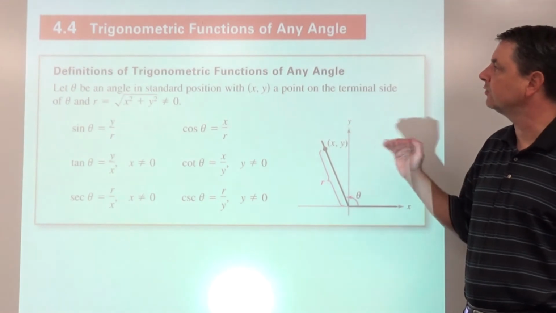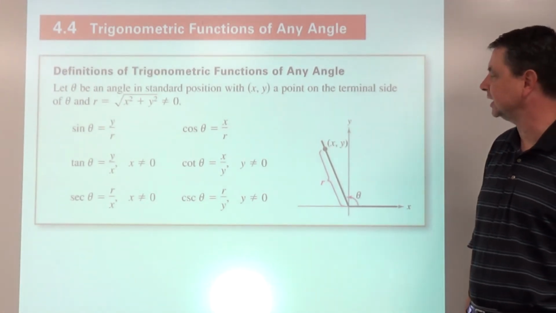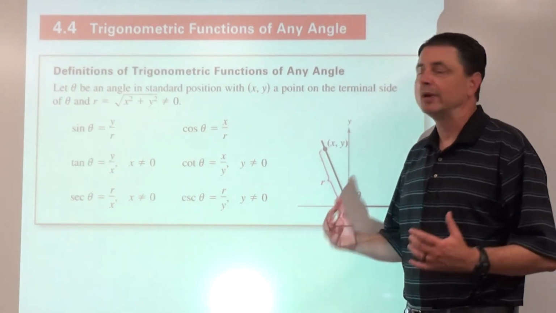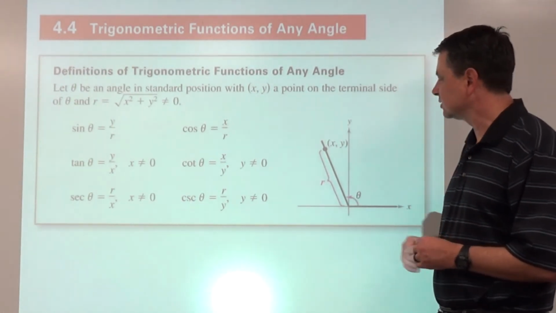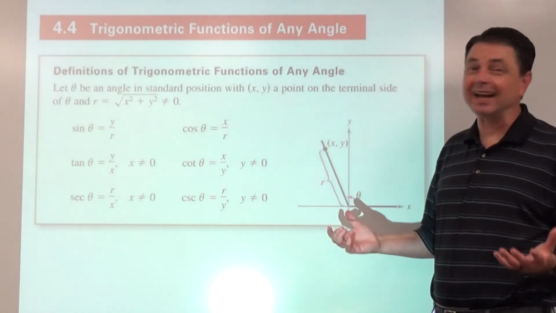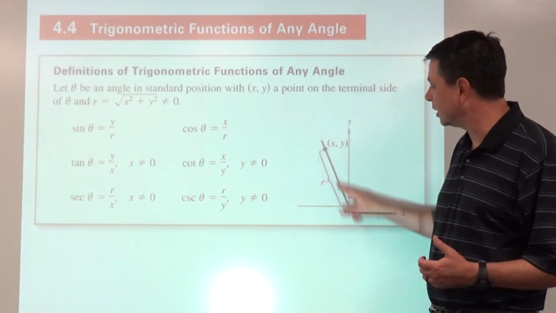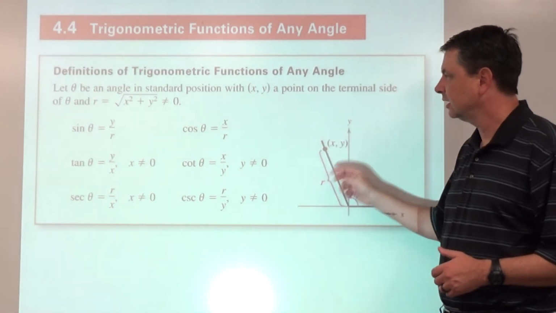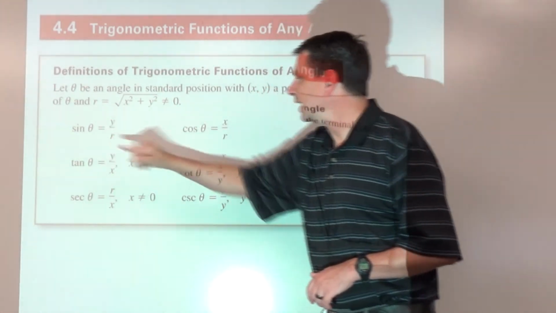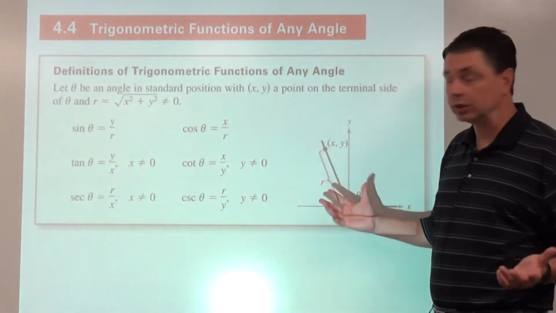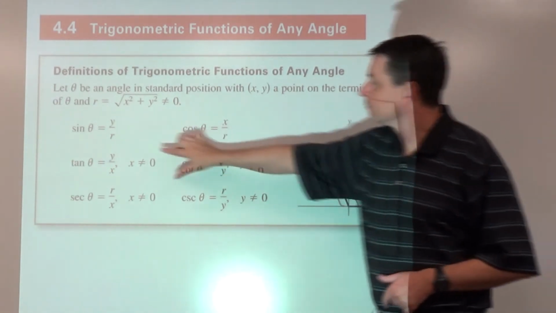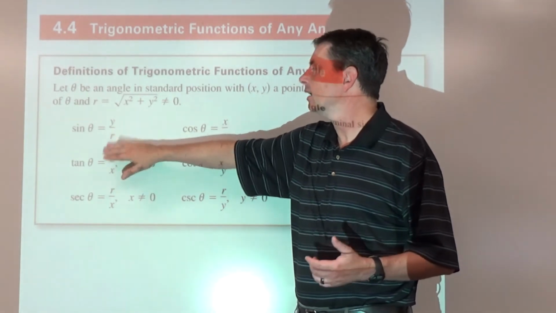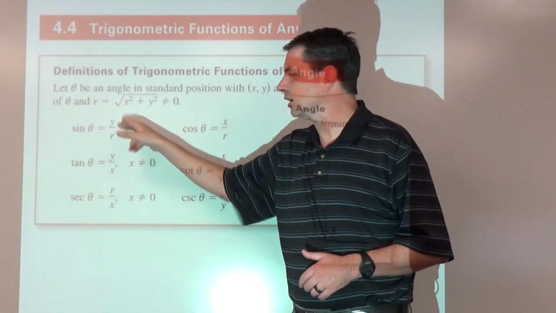Section 4.4, trigonometric functions of any angles. Kind of connects the right triangle trigonometry back to the unit circle. It says we got a point that's maybe not necessarily on the unit circle, just some distance away. If we know the coordinates, sine of theta would be y divided by r. Now if we were on the unit circle, the radius would be 1. Y divided by 1 is just y. That's why in the unit circle, sine of theta was just y.